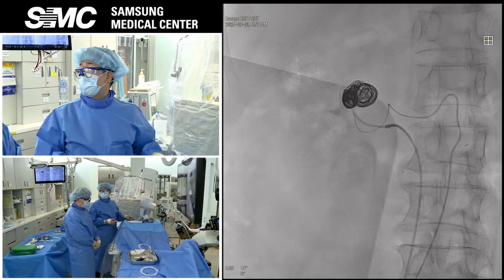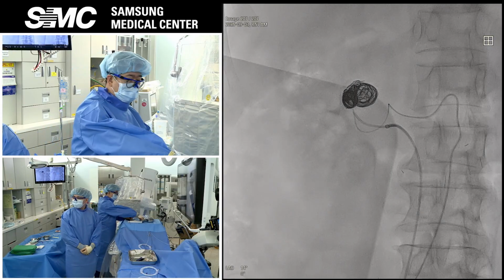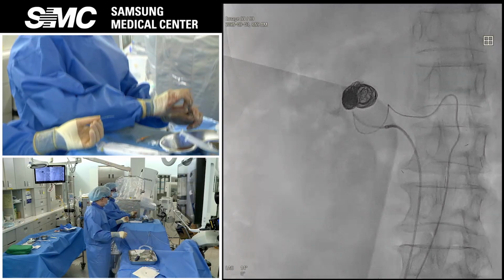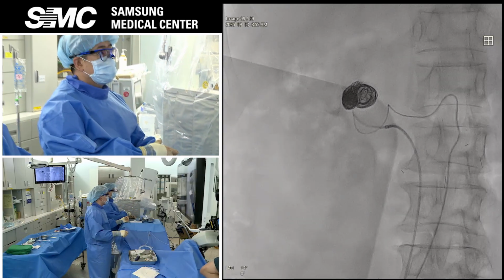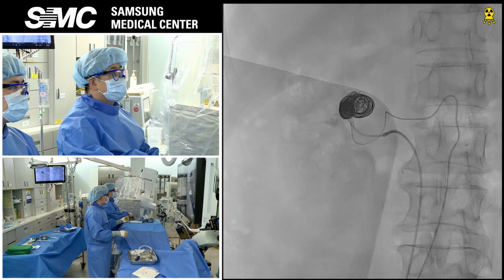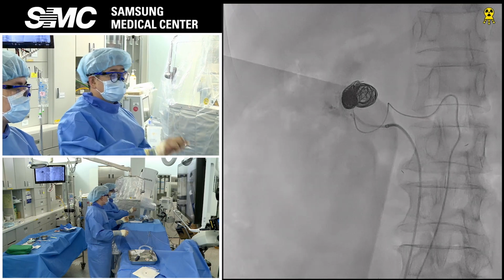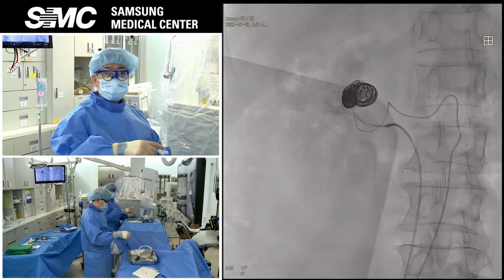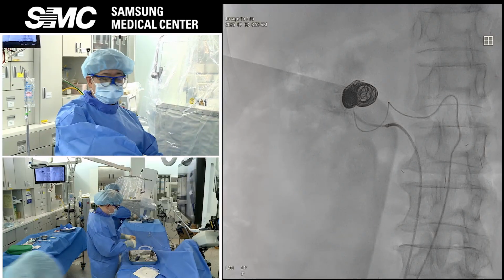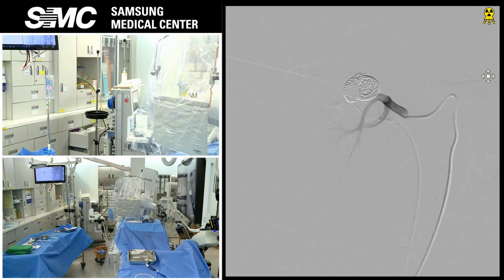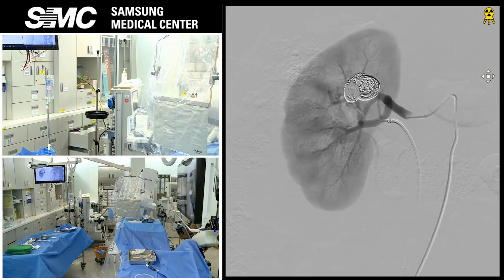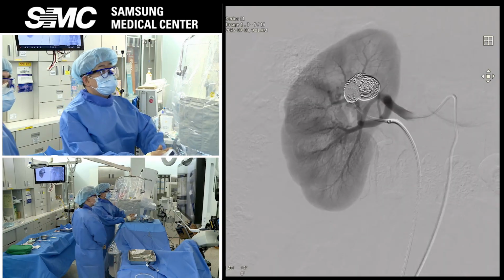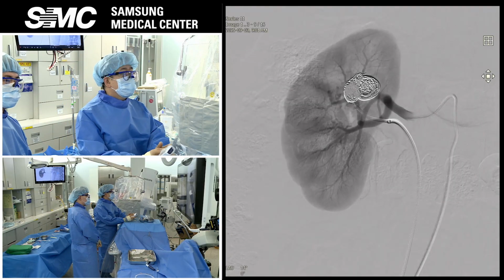So we need more coils, a 10 millimeter 3D. Shunt flow is markedly reduced, and we will check the transarterial angiogram. We used 7 detachable coils.